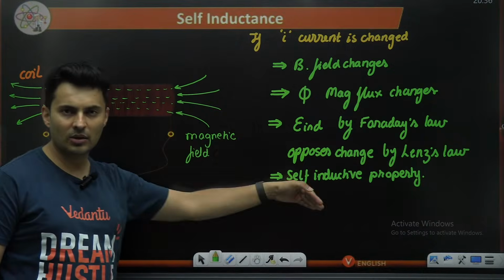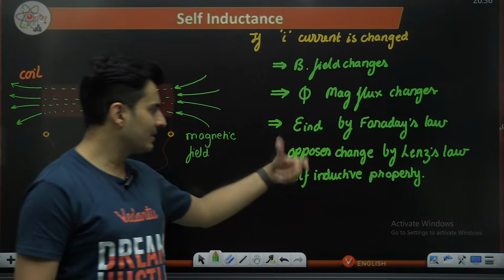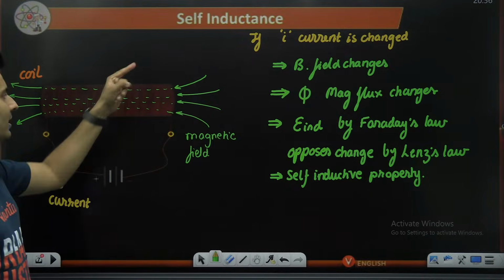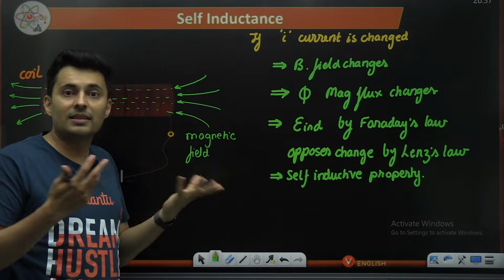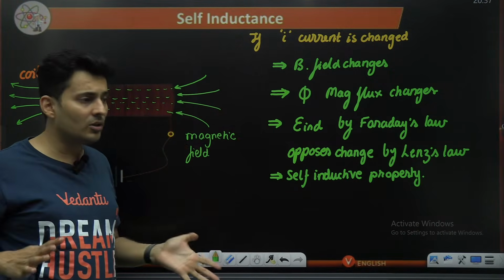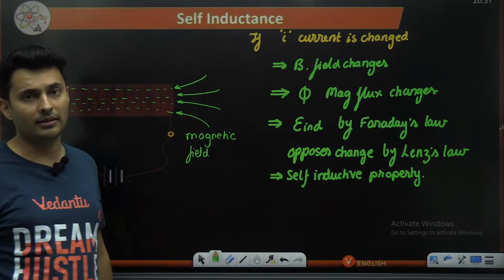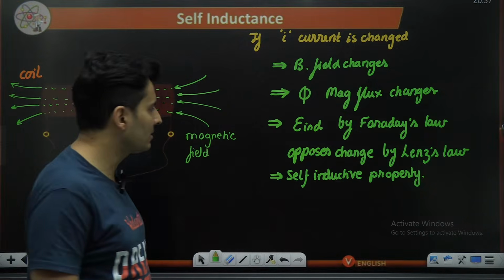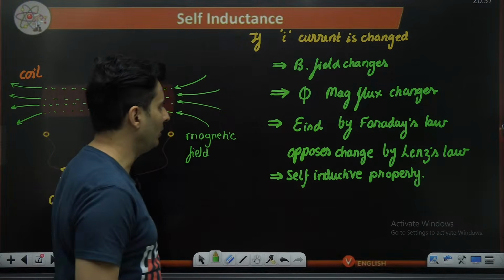Is this clear? Is this logic absolutely clear? It is self-resisting any kind of change which is happening within the coil. If the current tries to increase, it will try to oppose it. If the current tries to decrease, it will again try to increase it. So it will always try to resist any kind of change. So it is a self-inductive property.